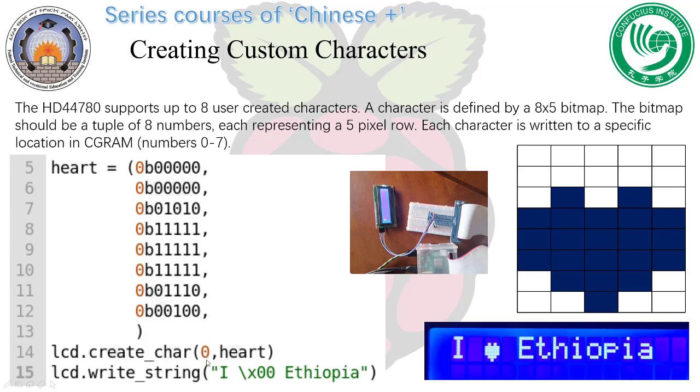For the create char method, the first parameter is the memory address. For creating characters, there are 8 bitmap memories in total. They are from 0 up to 7. For example, we use memory 0, and the second parameter is this heart. Then we use write string. I love this heart, \x00. This 0 means our stored position is 0. If you stored it in position 3, here should be 03. So this is the program. Let's see.